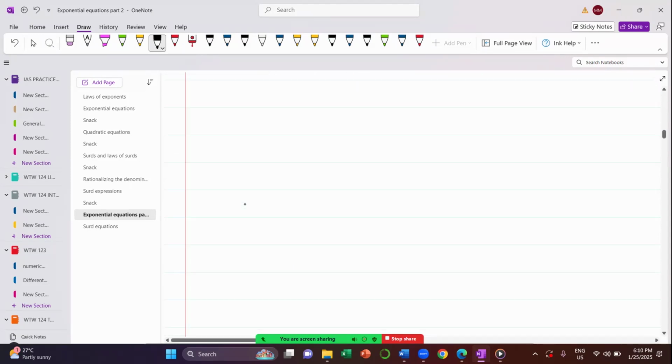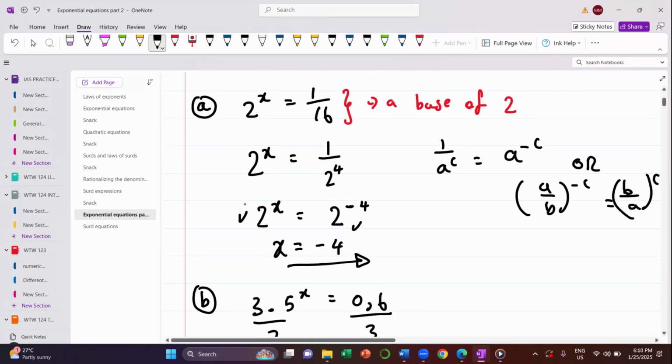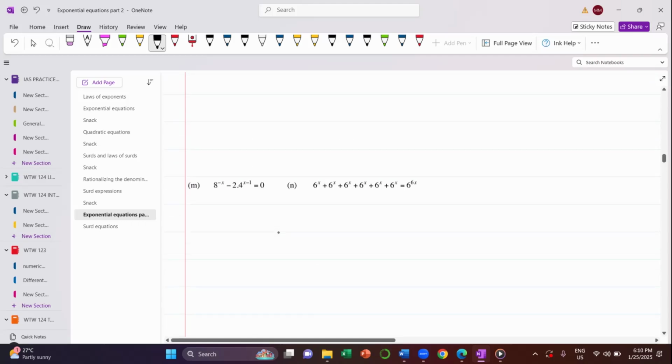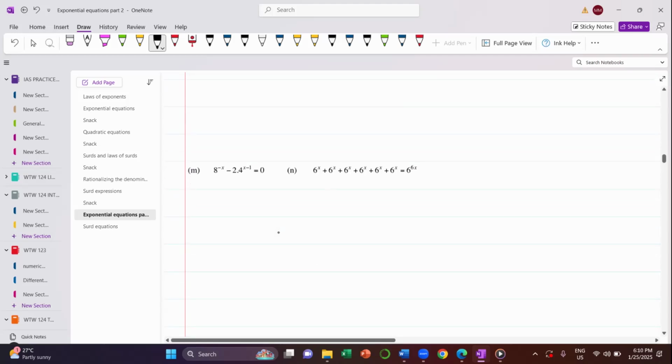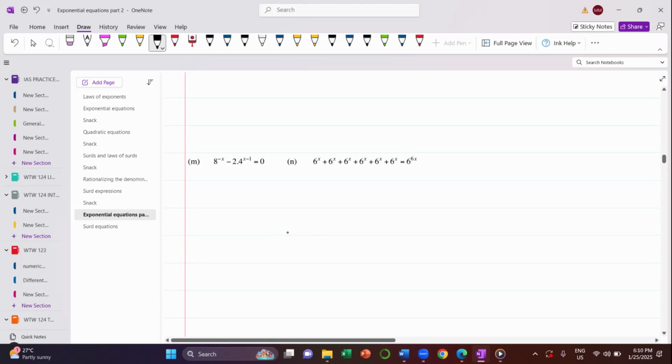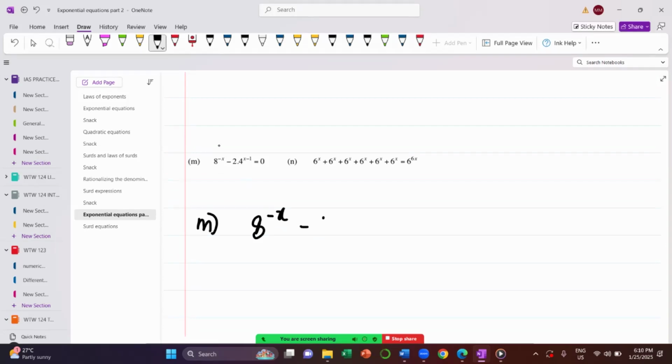Okay. So now let's go on to this problem. Right? So for letter M, what do we have? We have 8 to the exponent of negative x minus 2 times 4 to the exponent of x minus 1 is equal to 0. Right?